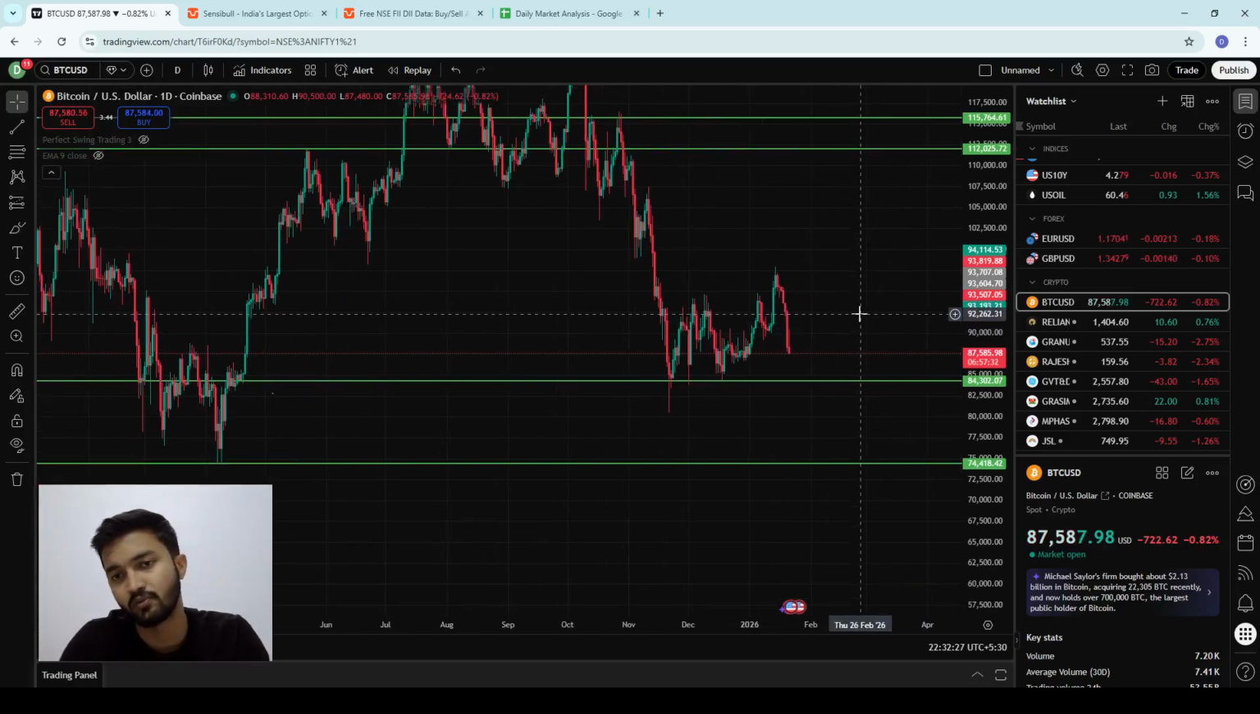Surprisingly, Bitcoin is going down because the markets are going down. That's why Bitcoin is going down. Every riskier asset, right? People are dumping every riskier asset and moving towards the safe side.